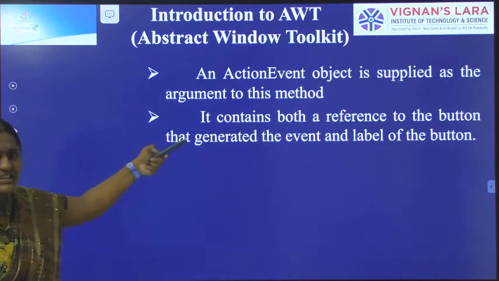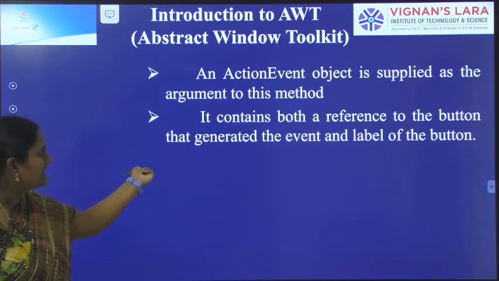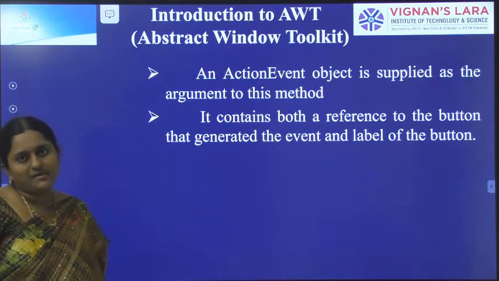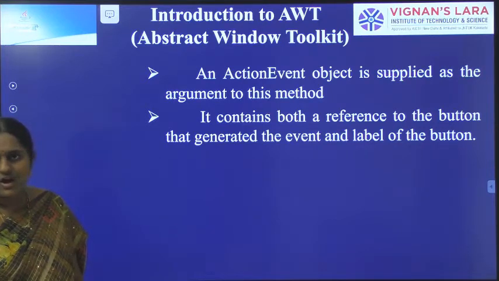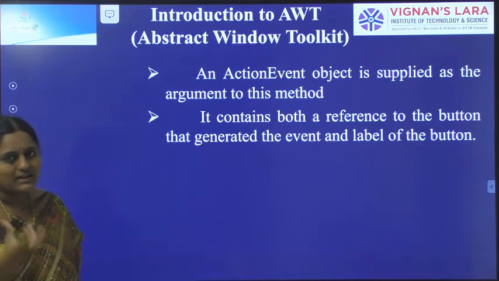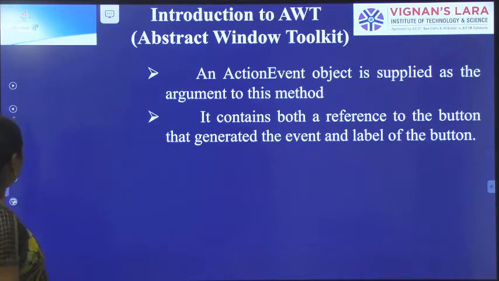Here an ActionEvent object is supplied as the argument to this method. It contains a reference to the button that generated the event and the label of the button. ActionEvent is a class, and that class is supplied as the argument to the actionPerformed method. So it contains information about the event.